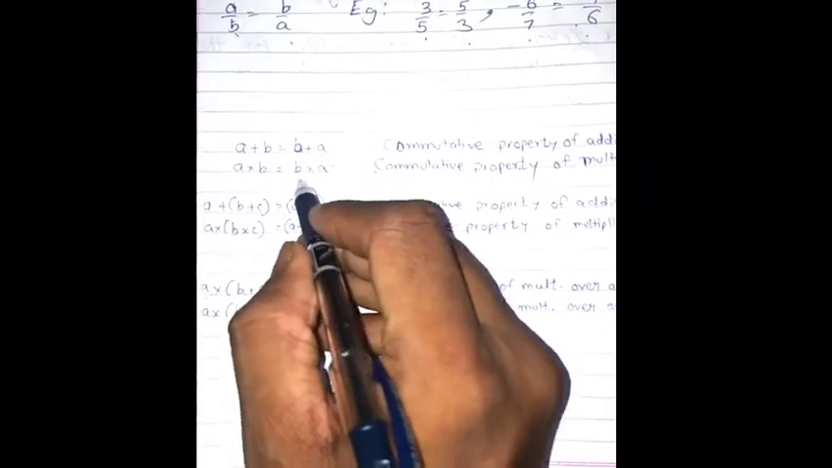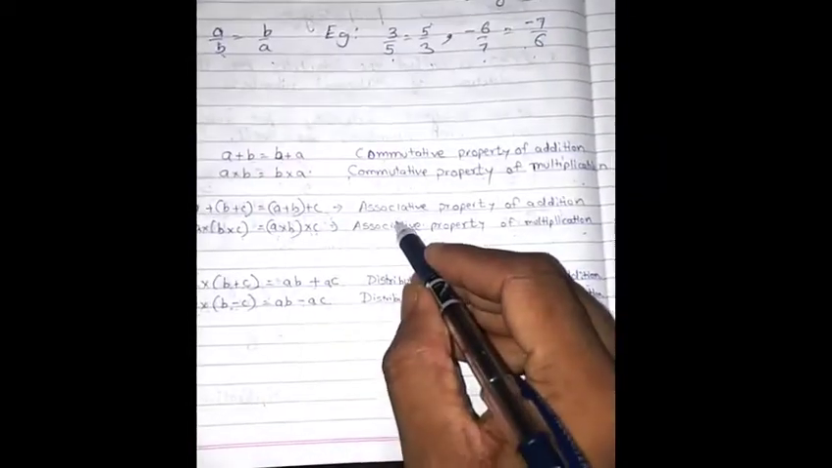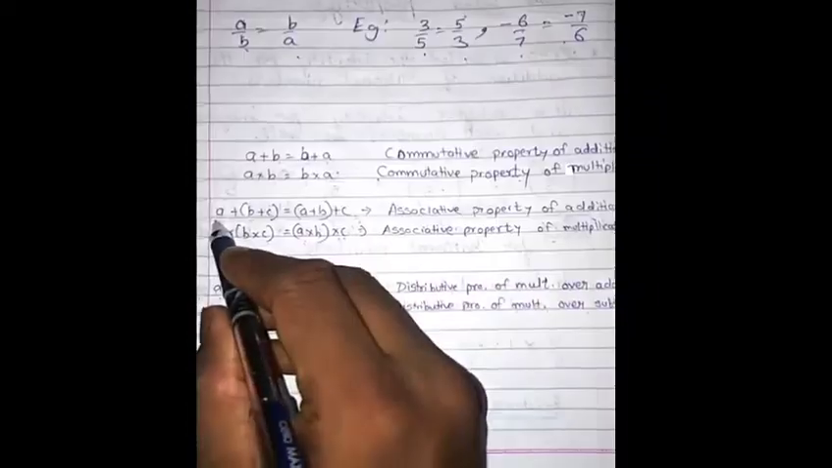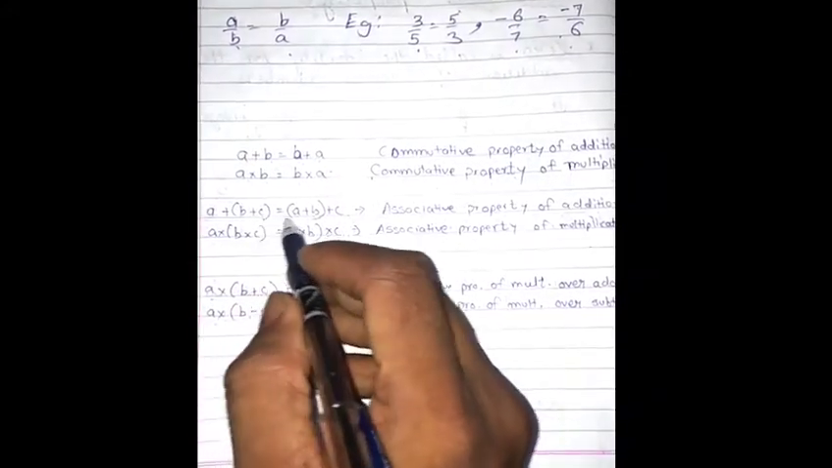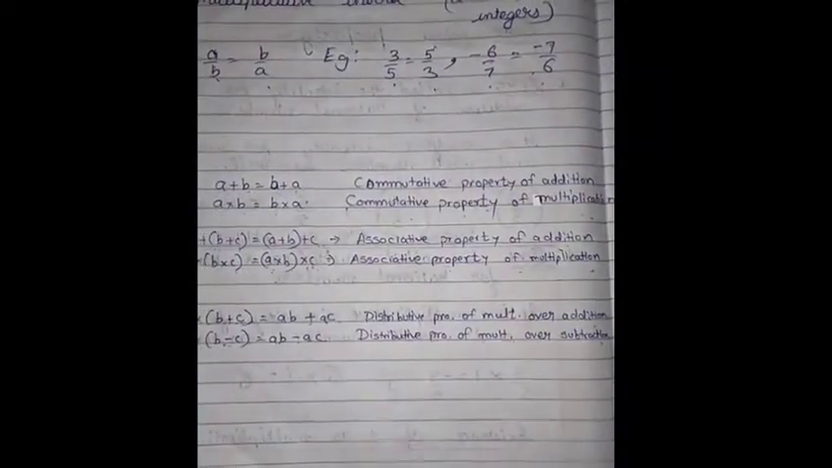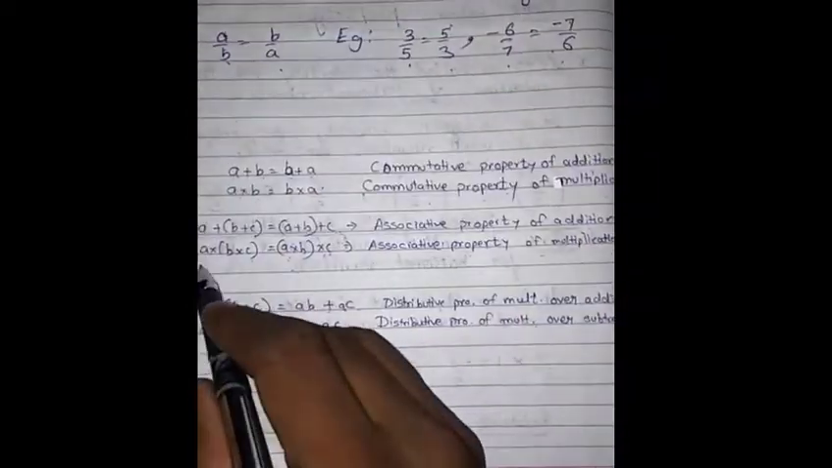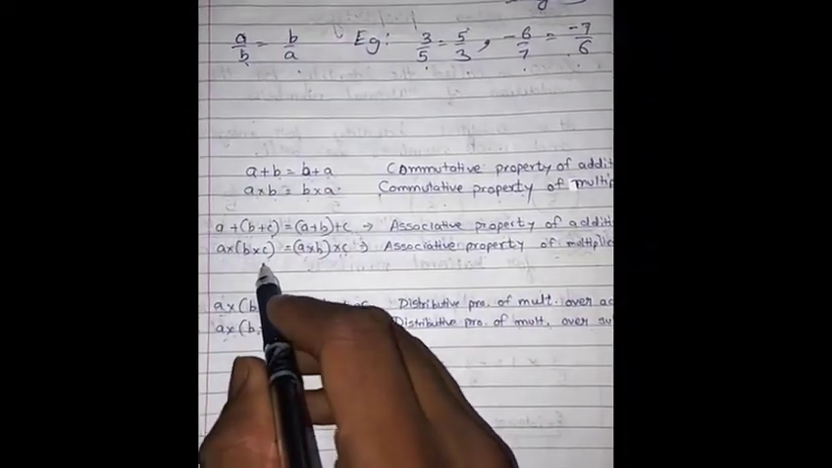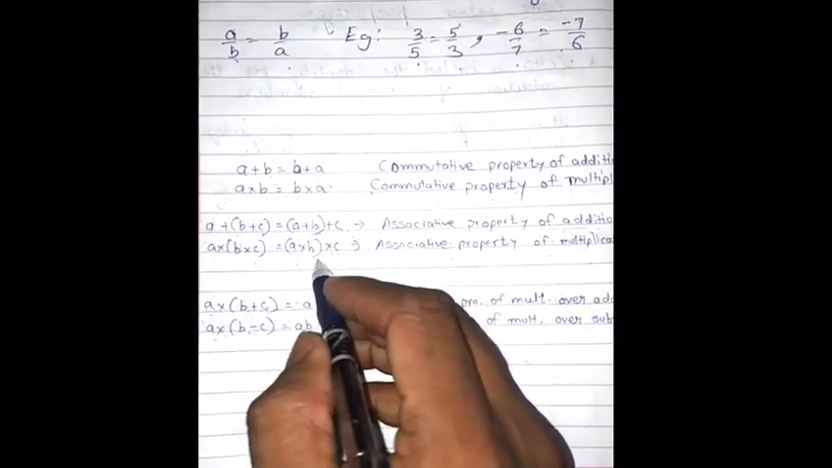Commutative property of multiplication. That is, A into B is always equal to B into A. Associative property of addition, that is, A plus B in bracket plus C is always equal to A plus B plus C in bracket. Associative property of multiplication, that is, A into B into C is always equal to A into B into C.